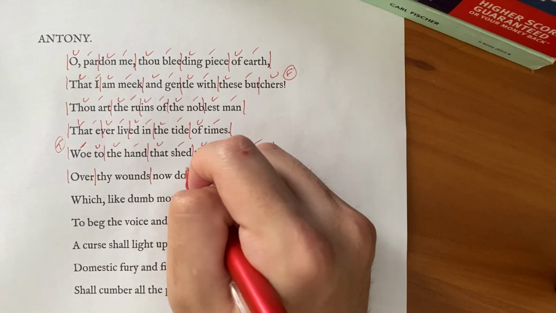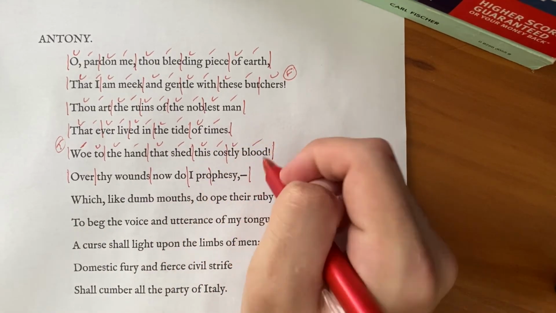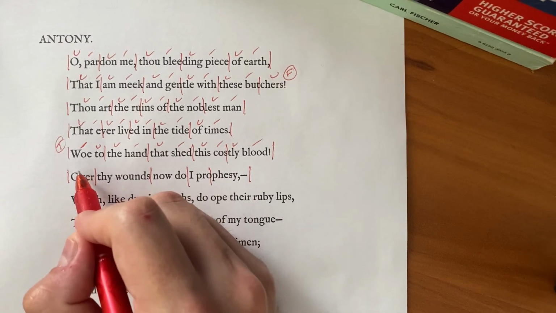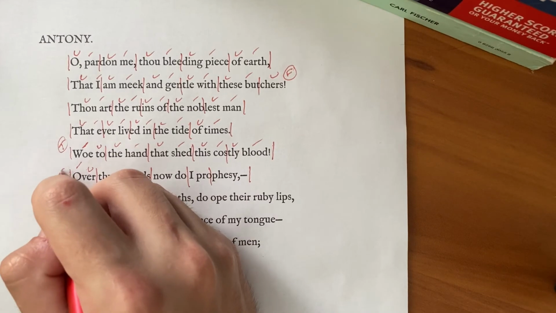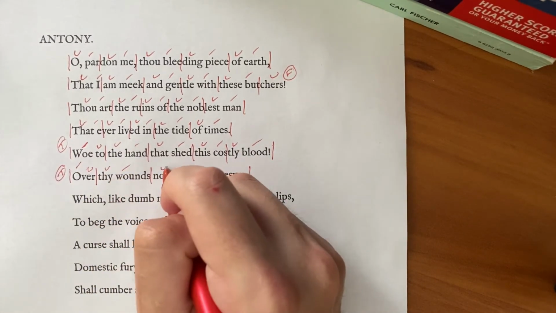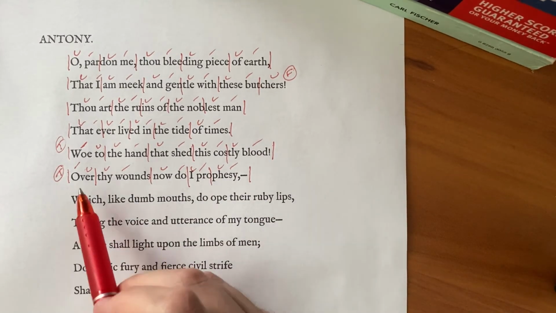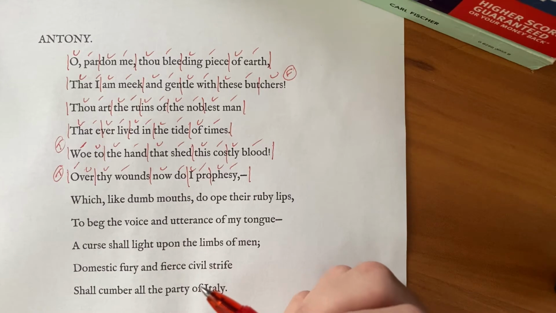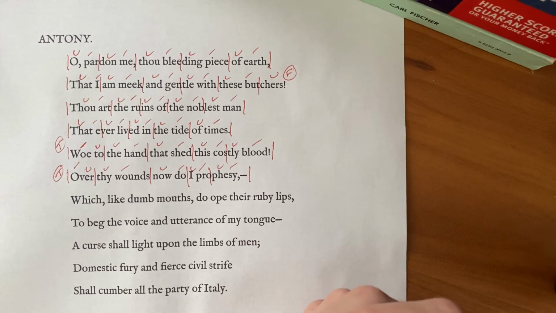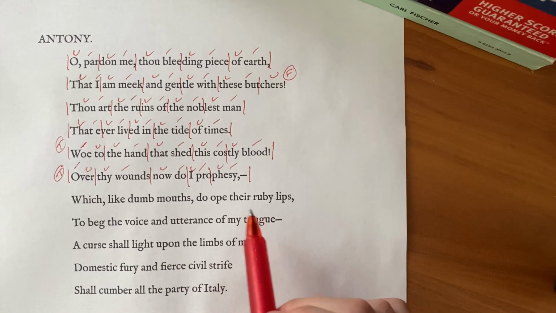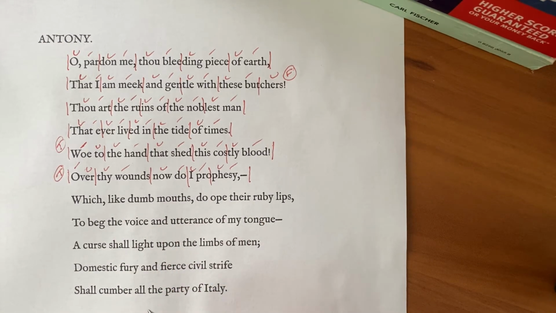Wounds do I prophesy, right? So we don't pronounce the word over as "over." It's "over." So stressed, unstressed. We have another trochee here. Wounds now do I prophesy. Great. So we have a trochee here and a trochee in the line before, which works out well because we know we're getting pretty intense, right? He's casting woe over the people that killed him, and he's prophesying over Caesar's wounds. So we're getting intense. So let's do the next line.